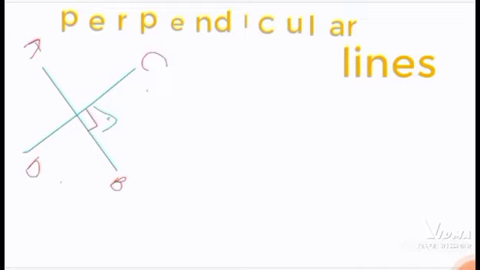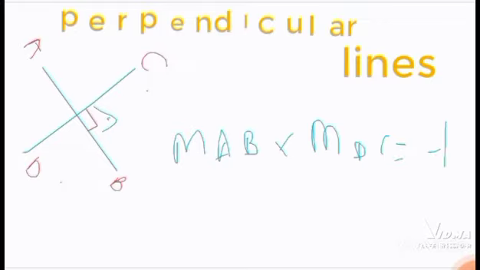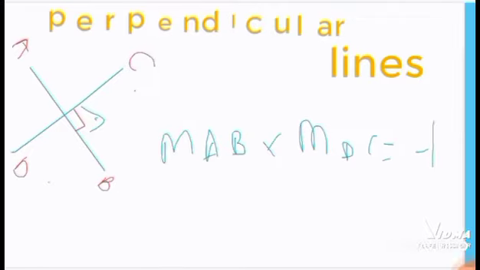So the gradient of AB multiplied by the gradient of DC is equal to -1. And with this one, they'll ask you to prove if two lines are perpendicular. You just calculate their gradients, and when you multiply them, you must get -1. That's it with perpendicular lines.